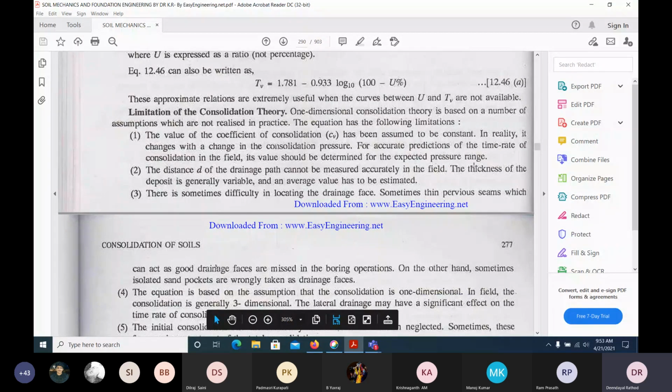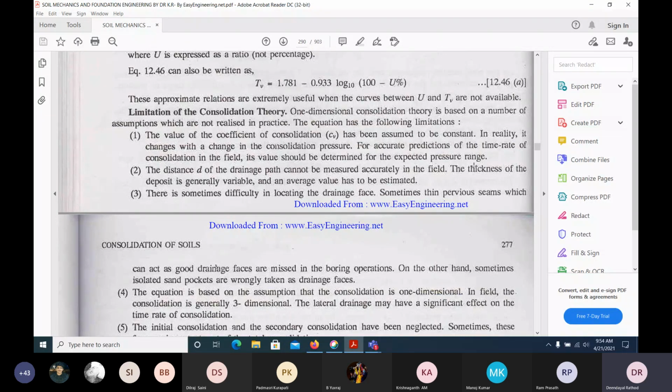The one-dimensional consolidation theory is based on a number of assumptions which are not realized in practice. The equation has the following limitations. The value of the coefficient of consolidation has been assumed to be constant. In reality, it changes with the change in the consolidation pressure. For accurate prediction of the time rate of consolidation in the field, its value should be determined from the expected pressure range. That means we assume that Cv is constant.